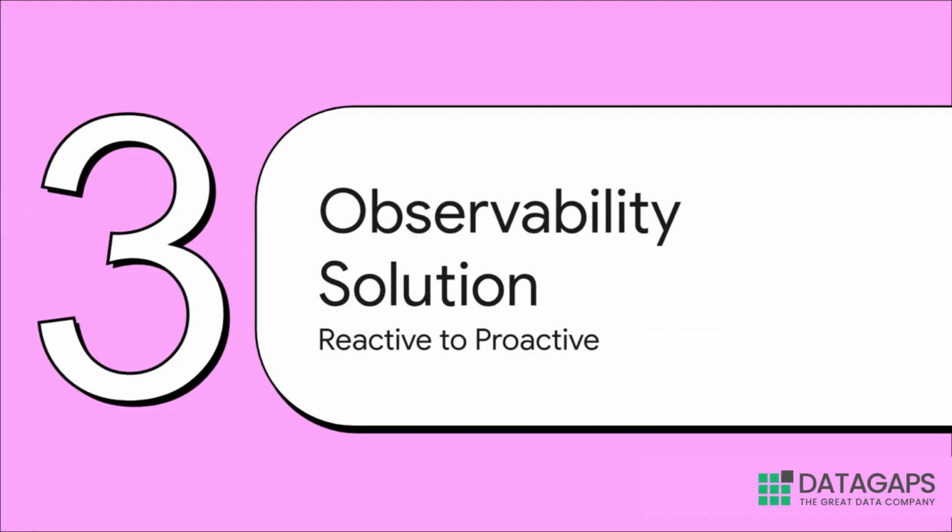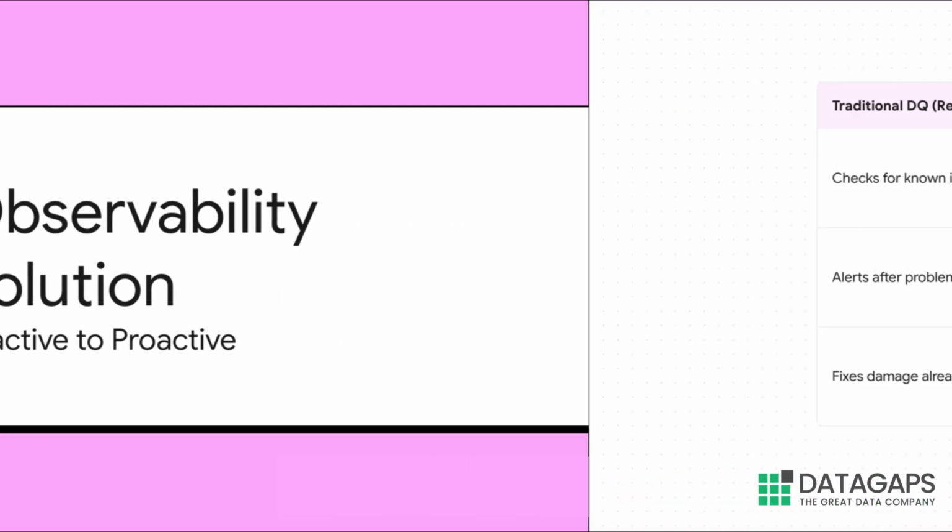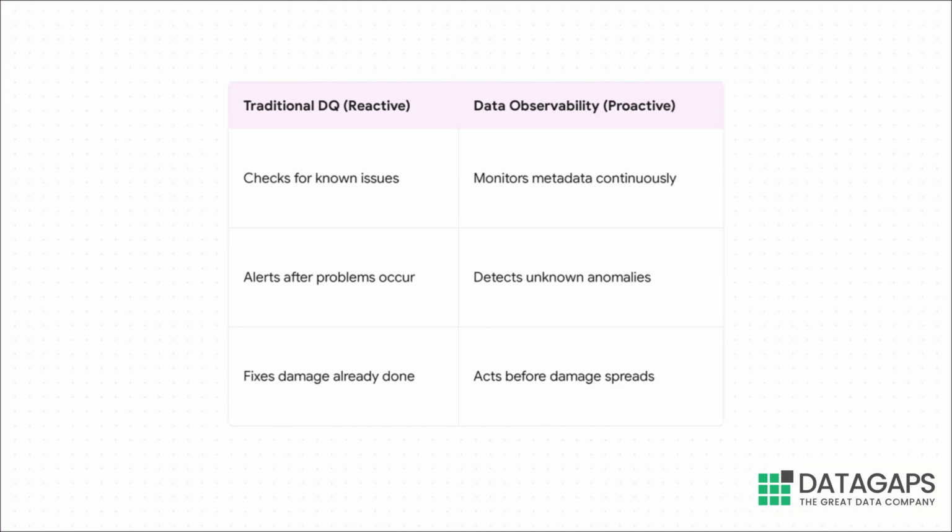Okay, so we've seen the problem, and yes, it's a big one. But the good news is there is a solution. It requires a huge shift in how we think, from being reactive firefighters, always putting out blazes, to becoming proactive guardians of our data. And this is exactly where data observability comes in. This slide really breaks it down perfectly.